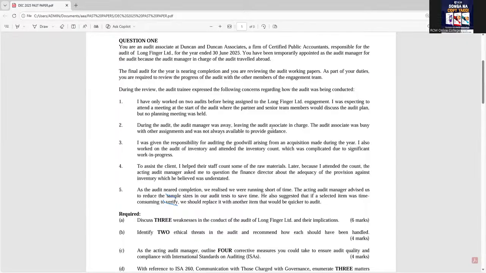So when you talk about ethical threats, which one can you identify? When you talk about ethical threats, you are talking about SAF. That is self-interest, advocacy, familiarity, intimidation, self-review. Which kind of threats can you identify here?